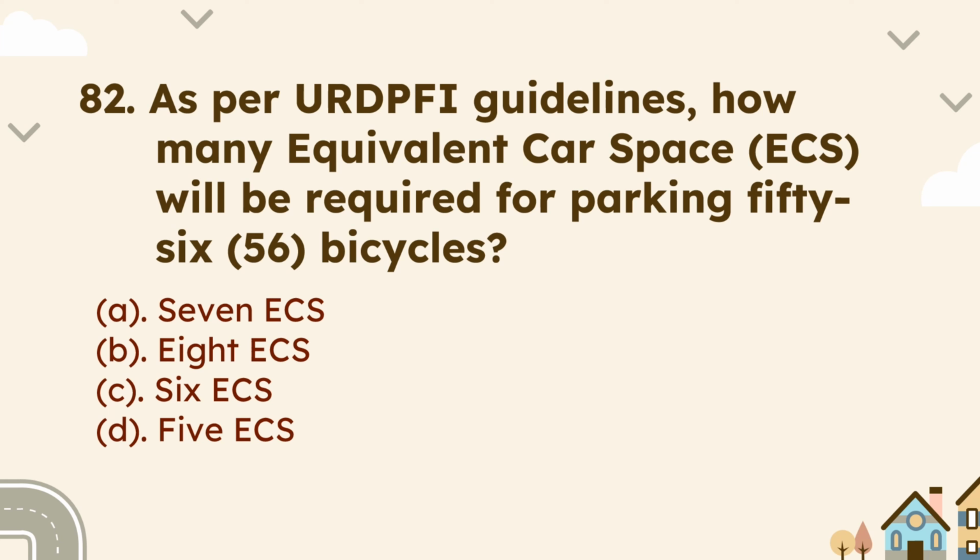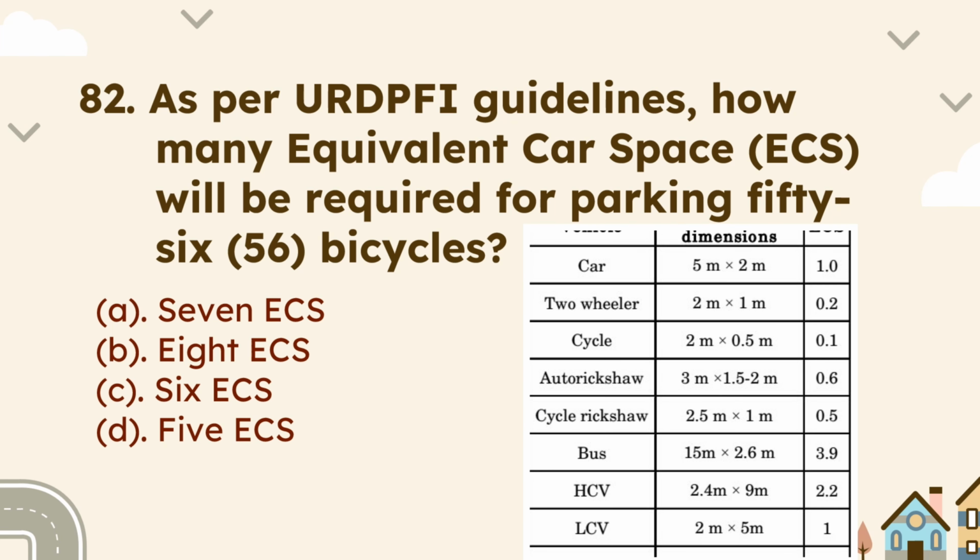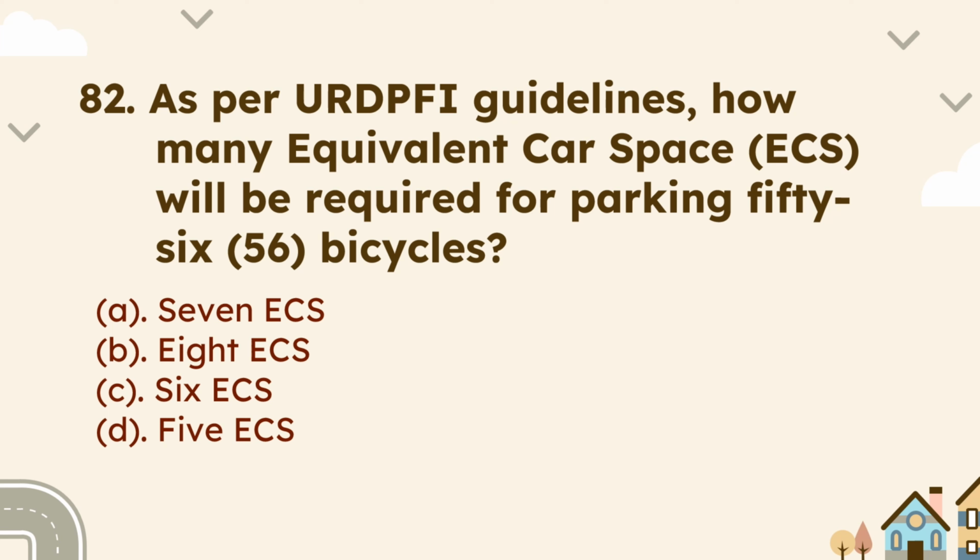Next question is, as per URDPFI guidelines, how many equivalent car spaces will be required for parking 56 bicycles? So the value of 1 ECS is equal to 2.5 multiplied by 5, that is 12.5 square meters. In other words, 1 ECS is equal to the area required by 1 car. In this table, you can see the ECS value of various vehicles. Bicycle has an ECS value of 0.1. 1 ECS is enough to park 8 bicycles. Therefore, we require 7 ECS to park 56 bicycles, which is the correct answer.